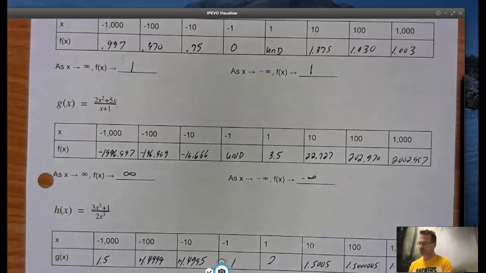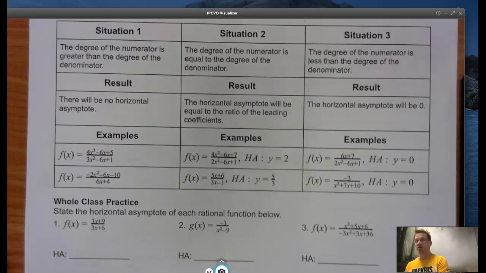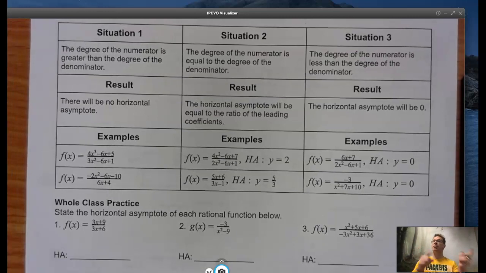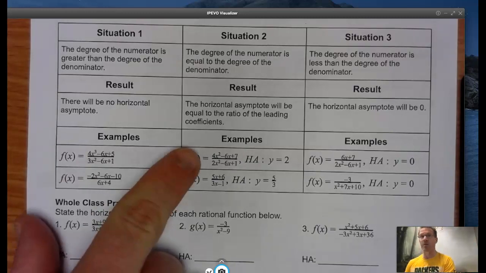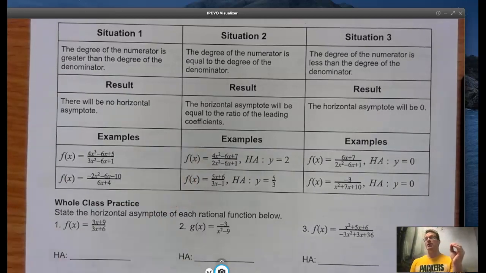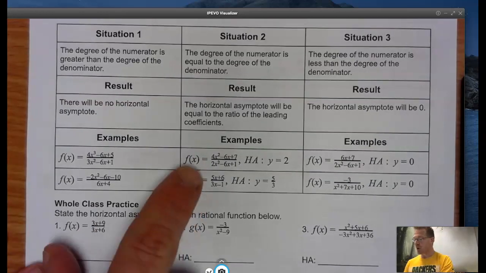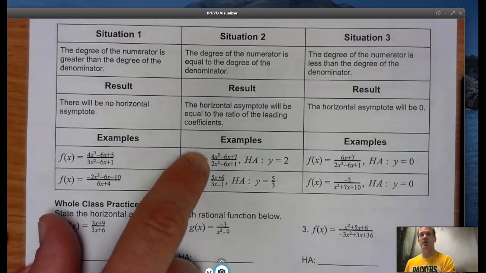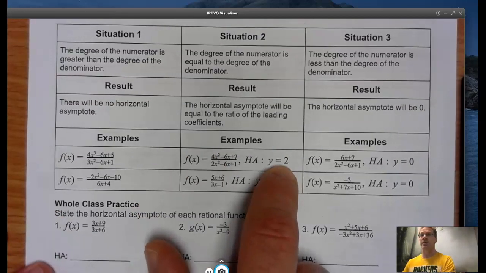So that's situation 1. Now situation 2, the degree of the numerator is equal to the degree of the denominator. What's going to happen here is the horizontal asymptote will be the ratio of the leading coefficients. If I look right here, we have a second degree over a second degree polynomial. Remember, for the leading coefficient, we have to write it in order, in decreasing order of our exponents. Then the ratio of my leading terms would be 4 to 2, which reduces to 2, so my horizontal asymptote would be y equals 2.